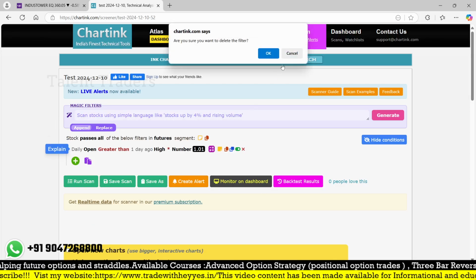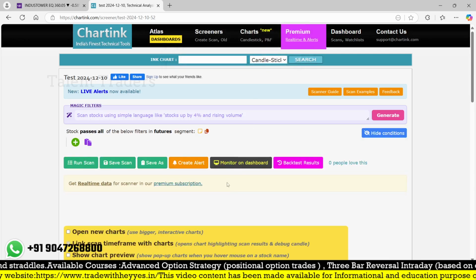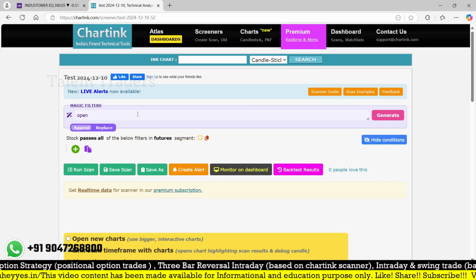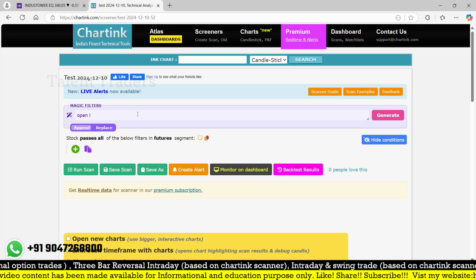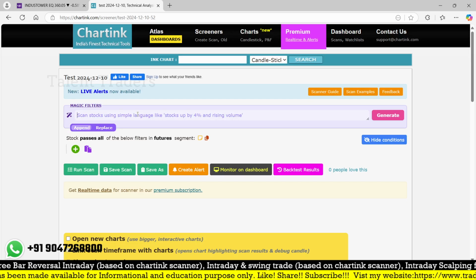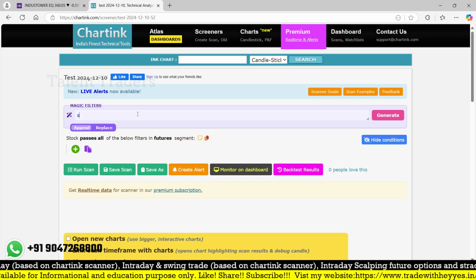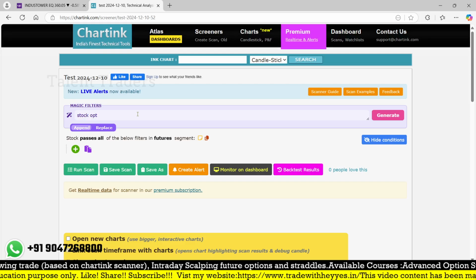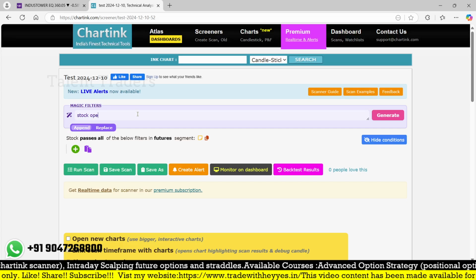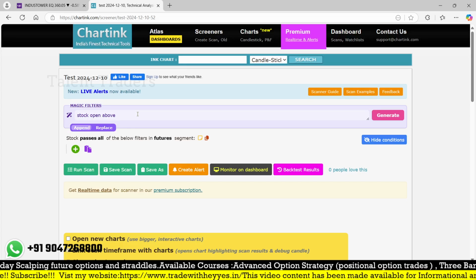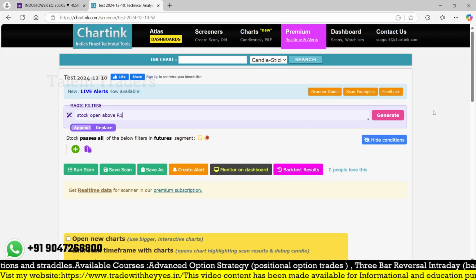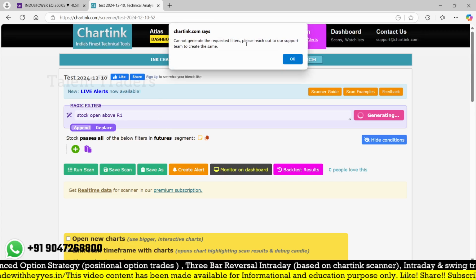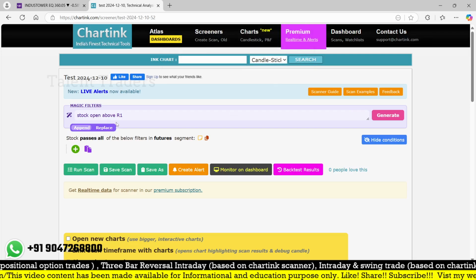So now I'm just going to create a simple scanner. Any ideas we can implement here, open low stocks or any other we can try. So stock above pivot R1, something like that. Stock open, whatever condition you want, you should type here: open above R1. If you are generating that, let us generate. Cannot generate request to filter. Please reach out to our support.